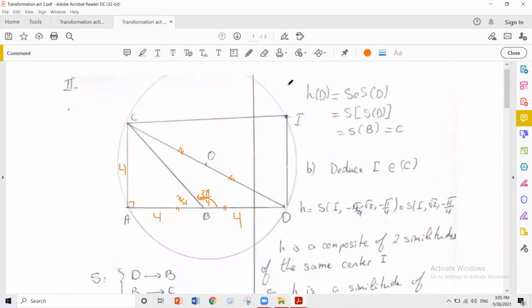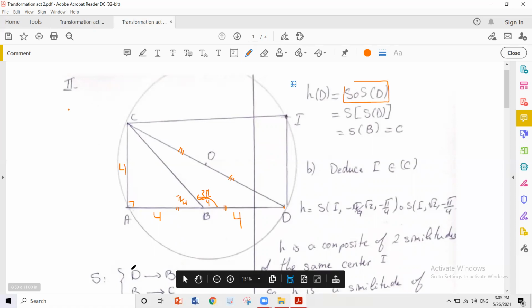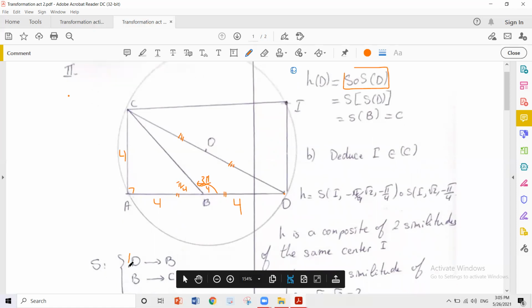Now also we need to calculate H of D. H of D equal S round S of D, equal S of S of D. S of D is B, and S of B is equal to C.